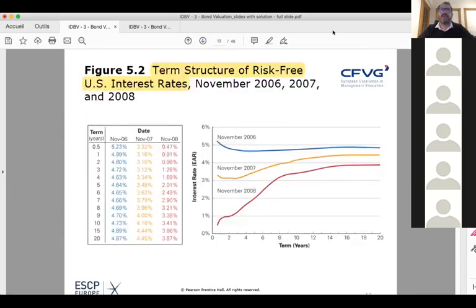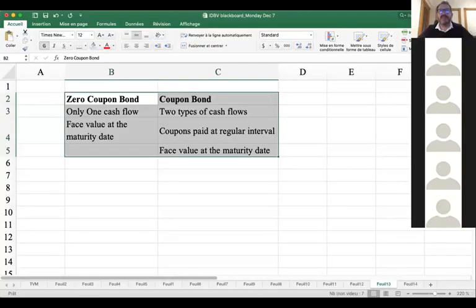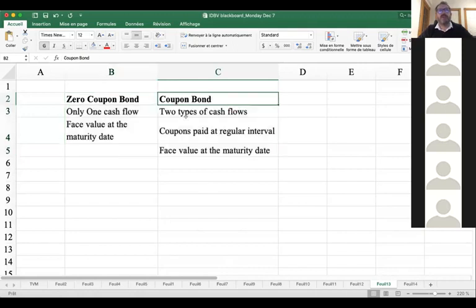So we are finished with the zero coupon bond. I mean, we will talk about them again incidentally in some examples, but globally we're done. So of course, what is more difficult to deal with is the coupon bond. Okay, so I remind you of the difference between the two, and the fact that we have two types of cash flows for the coupon bond. So we have coupons which are paid at a regular interval, and the face value, which is one unique cash flow paid at the maturity date. Okay.